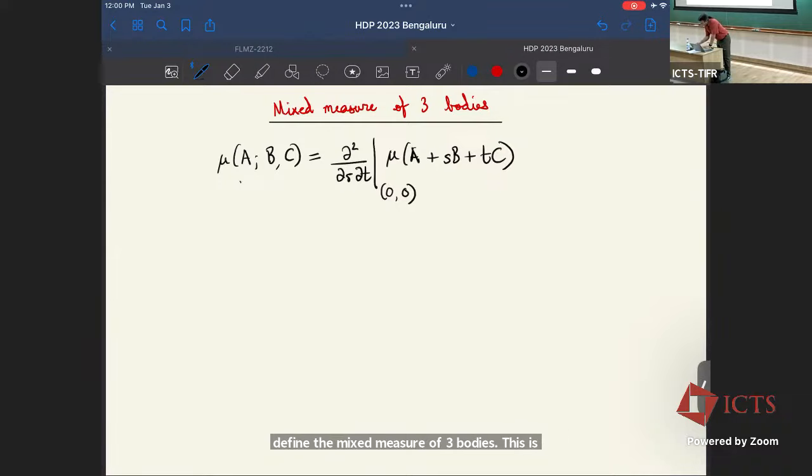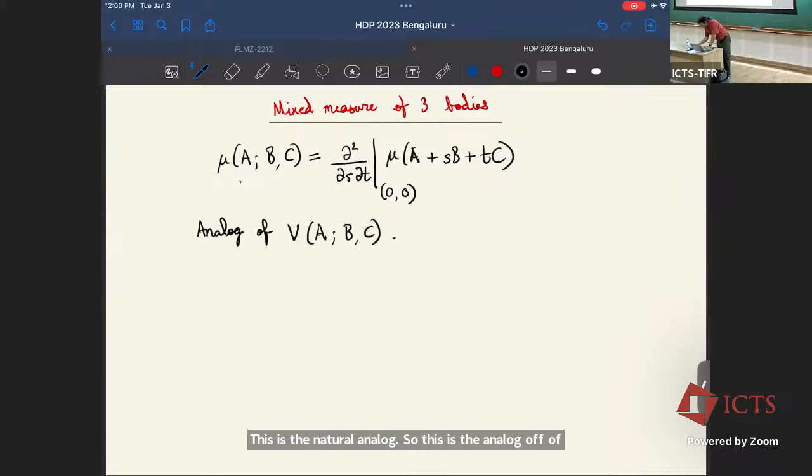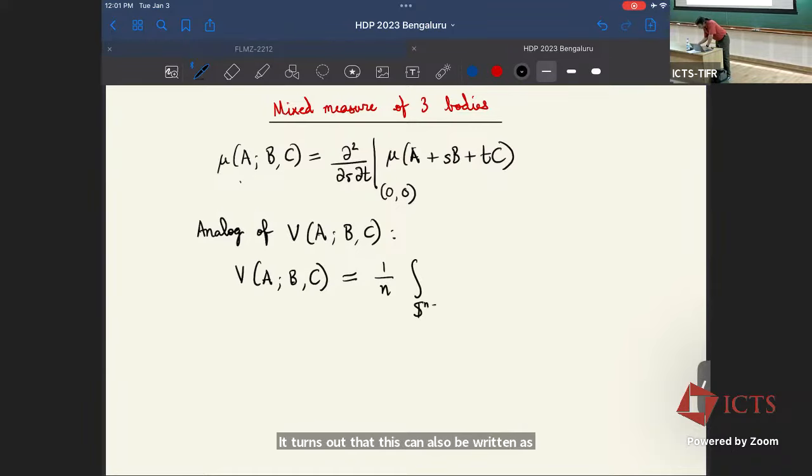This is the natural analog of V(A,B,C). And in the case of V(A,B,C), there's a formula which goes back to Schneider and so on. I don't know who came up with this formula in the first place, but Schneider's book is the place that I would look if I wanted to look this up. It turns out that this can also be written as an integral over the sphere of h_C(u) with respect to some measure, which is called the mixed area measure.